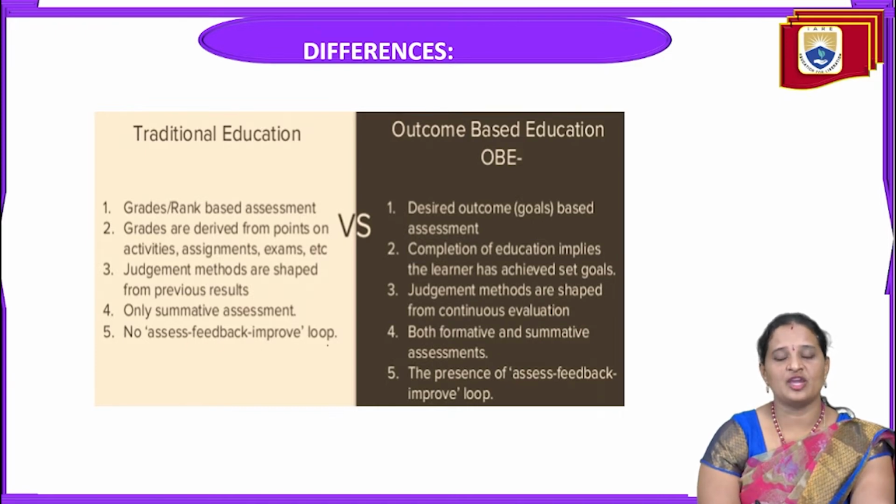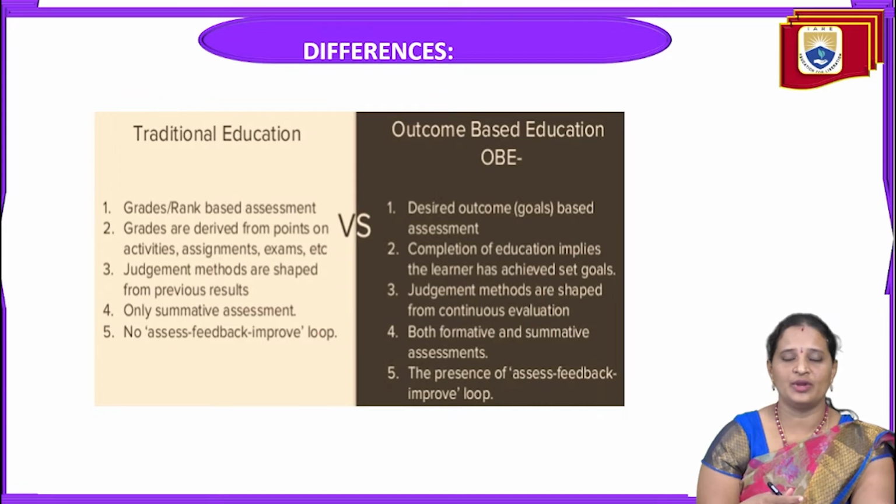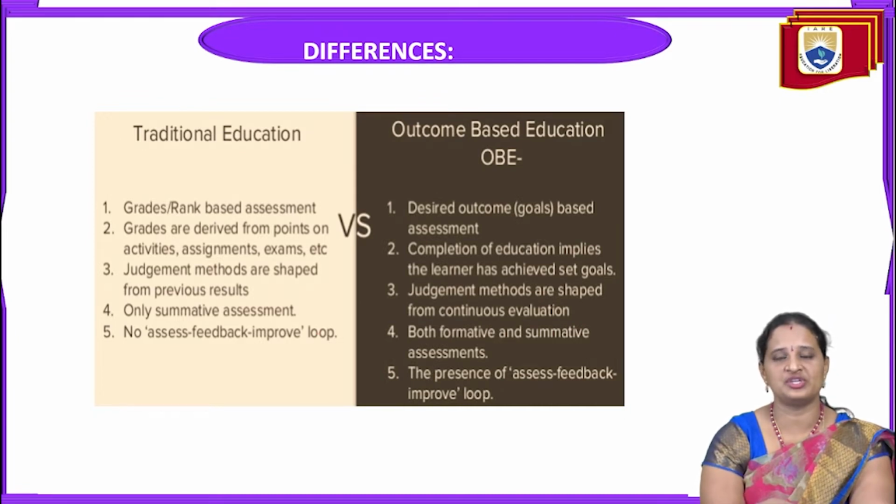No assess-feedback-improve loop. So we don't have any assessment feedback loop to improve the quality of education in the traditional educational system. Whereas in outcome based education, there exists a feedback, that is the assess-feedback-improve loop. That means we always need to assess, take the feedback, and improve. This is a loop-like structure existing in outcome based education, so that the quality of the teaching and learning process will be improved.